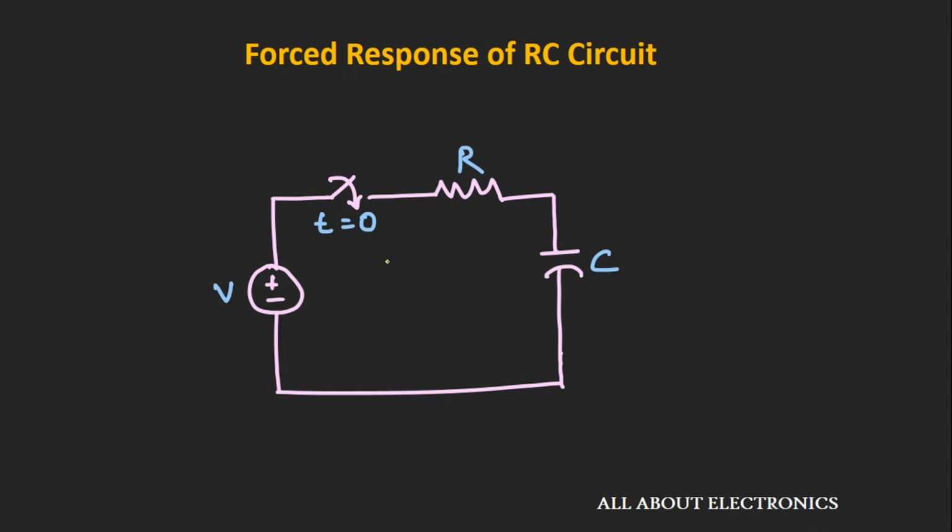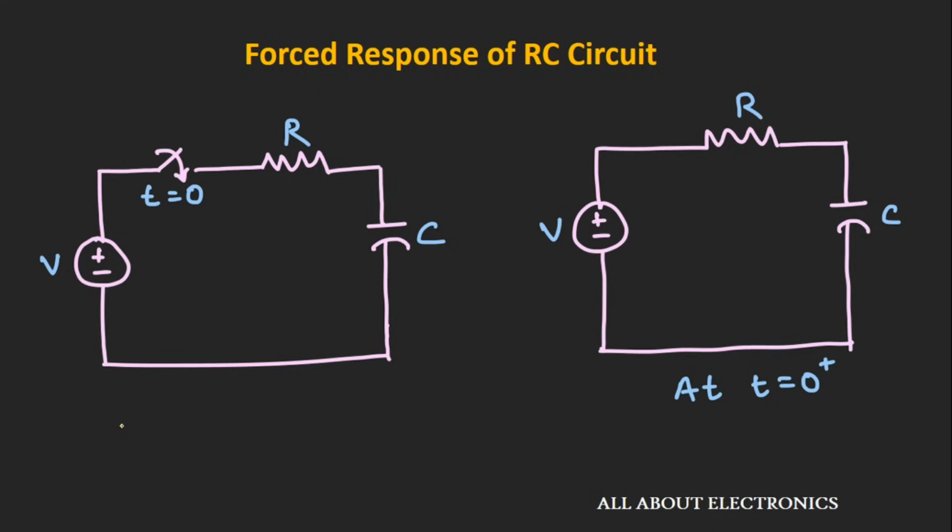Let us say in this circuit at time t equals 0, the switch is getting closed, and this voltage V is getting applied across this capacitor. Before this time t equals 0, we assume that there is no charge across this capacitor, and at time t equals 0, once the switch is closed, the equivalent circuit will look like this.